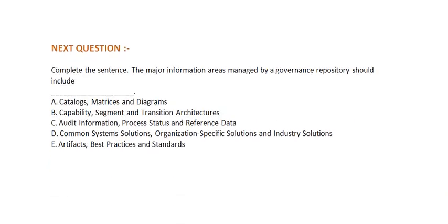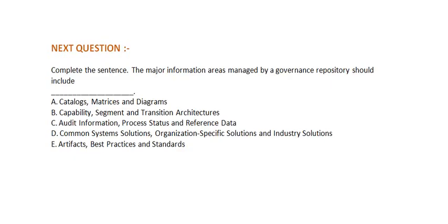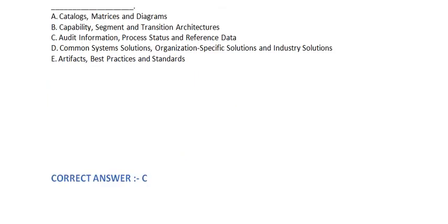Next question is, complete the sentence. The major information areas managed by a governance repository should include option A, catalogs, metrics, and diagrams. Option B, capability, segment, and transition architectures. Option C, audit information, process, status, and reference data. Option D, common system solutions, organization specific solutions, and industry solutions. And option E, artifacts, best practices, and standards. The correct answer is option C.